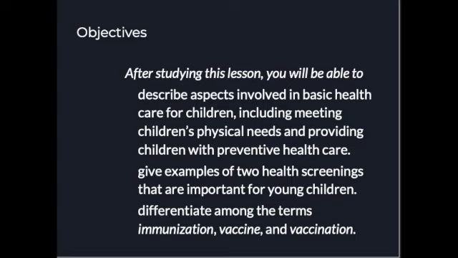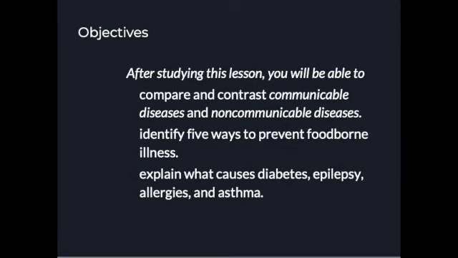After studying this lesson, you're going to be able to describe the aspects involved in basic health care for children, including meeting children's physical needs and providing children with preventative health care. You're going to give examples of 2 health screenings that are important for young children. You're going to be able to differentiate among the terms immunization, vaccine, and vaccination. You will be able to compare and contrast communicable diseases and non-communicable diseases, identify 5 ways to prevent foodborne illness, and explain what causes diabetes, epilepsy, allergies, and asthma.